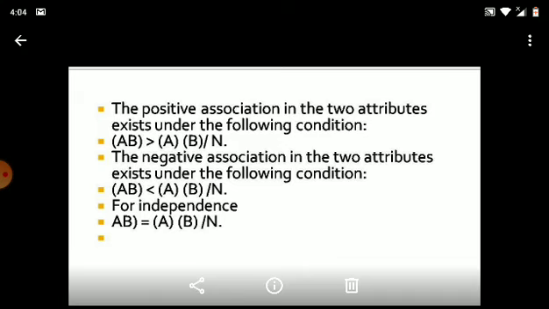For independence, they both are equal. This will be explained again in an example when we move forward towards the chi-square test.